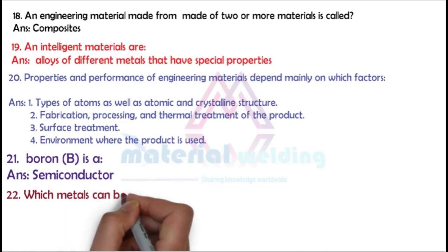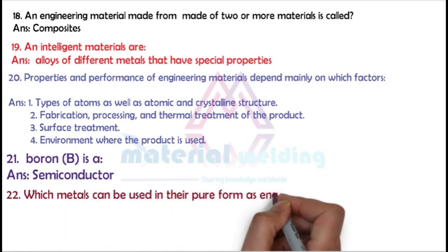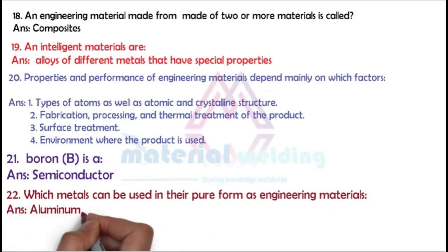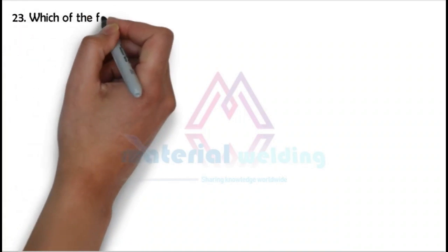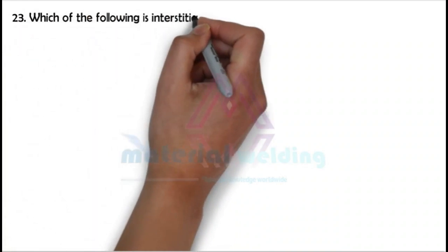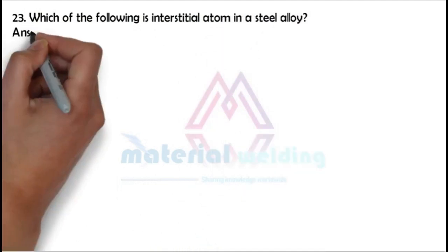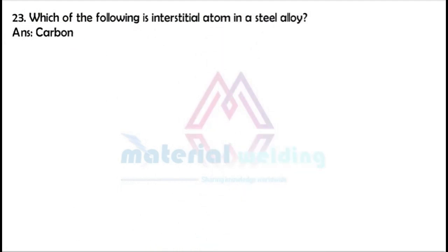Next, which metals can be used in their pure form as engineering materials? Answer is aluminium and copper. They can be used as pure for engineering applications. Next, which of the following is an interstitial atom in a steel alloy? Carbon, it is a primary alloying element in steel that takes place as an interstitial atom. Nitrogen is also an interstitial atom, but it is not added frequently or is not a primary alloying element.